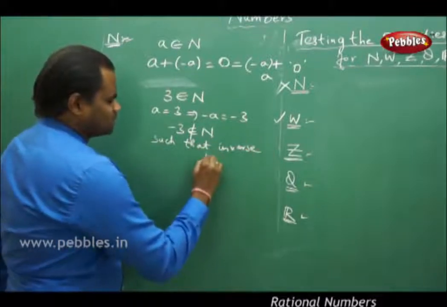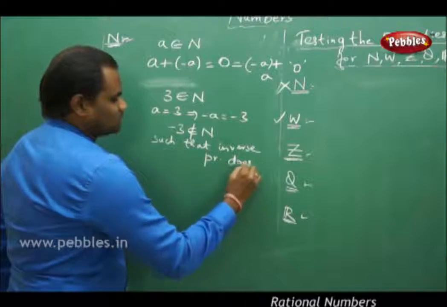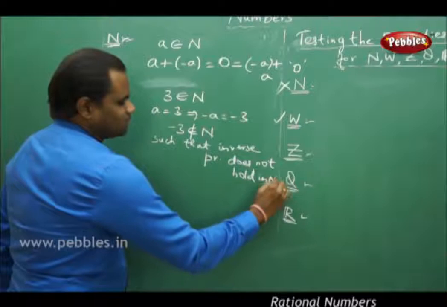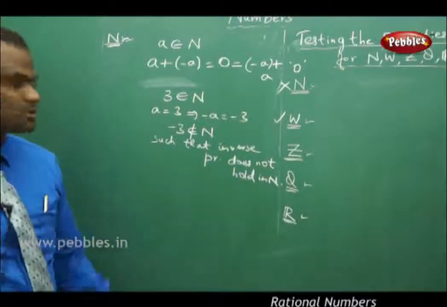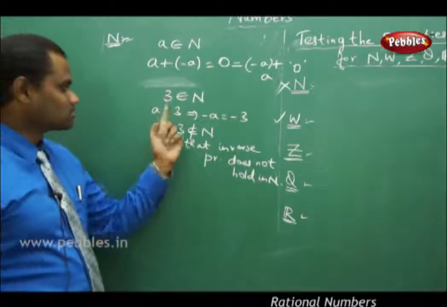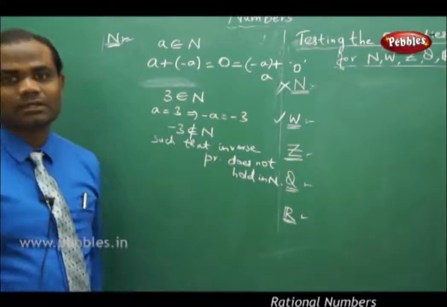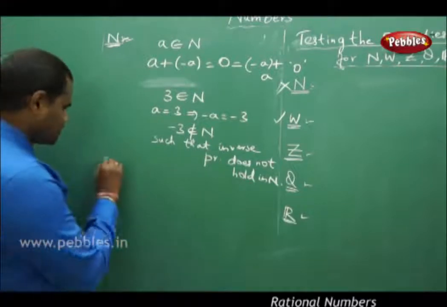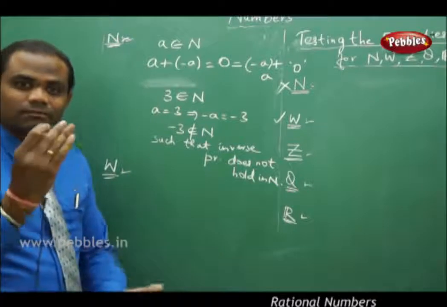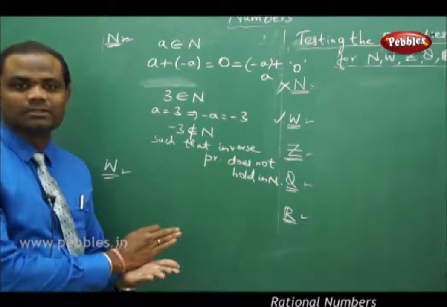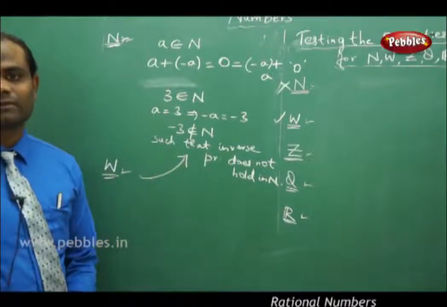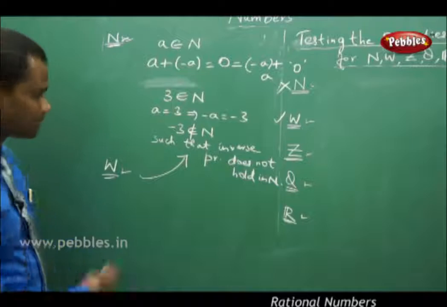inverse property does not hold in natural numbers. So this is the case in natural numbers, and the failure is only because the positive numbers do not have negative numbers in the set of natural numbers. The same is the case with whole numbers, because you take any whole number, the first and foremost whole number is 0, you don't have the negative numbers, therefore the whole numbers also do not hold the inverse property.